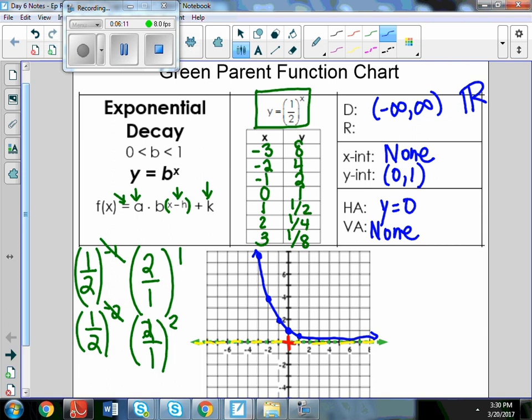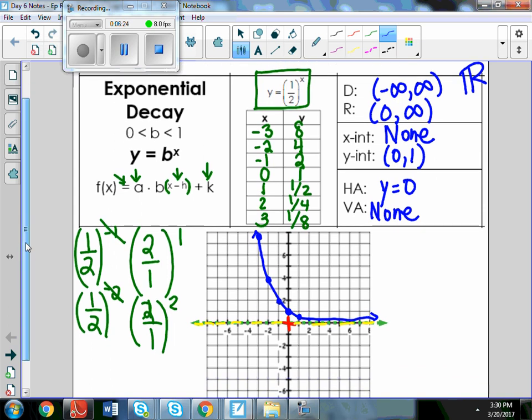The range is going to be your K value, where your asymptote is. So it's all the numbers greater than 0. Okay, so that is what decay looks like.